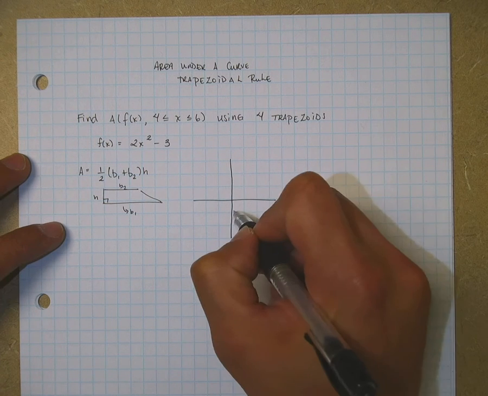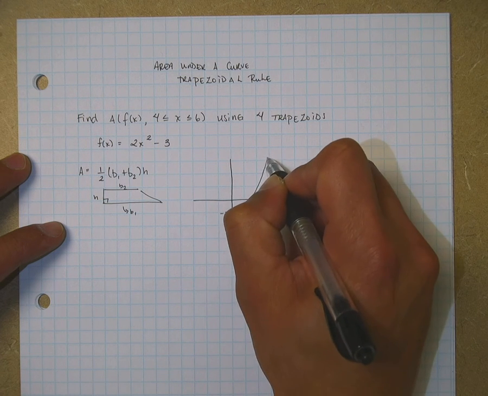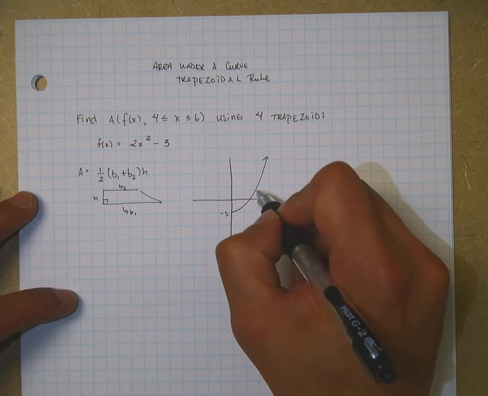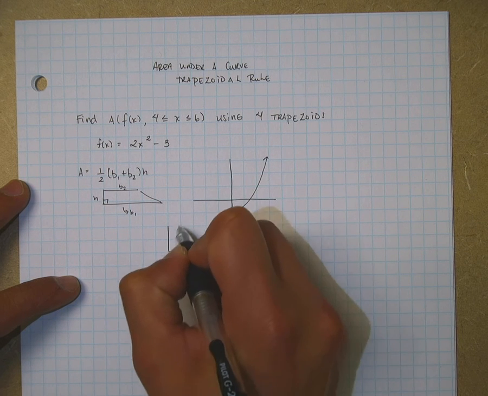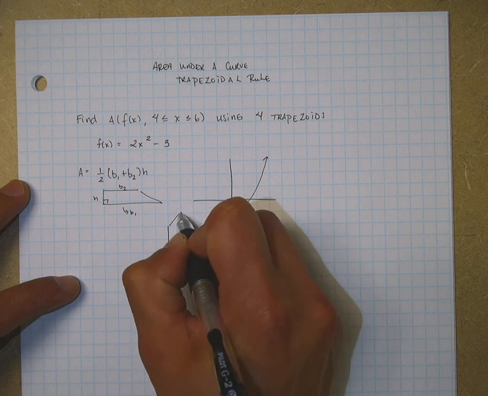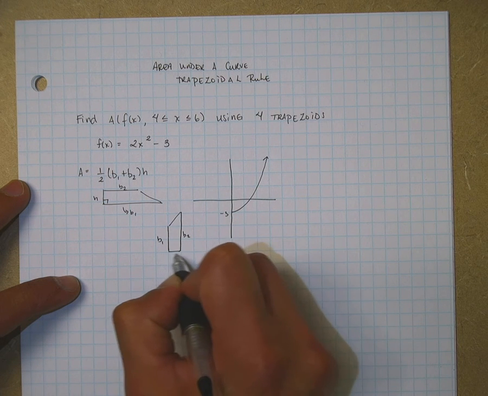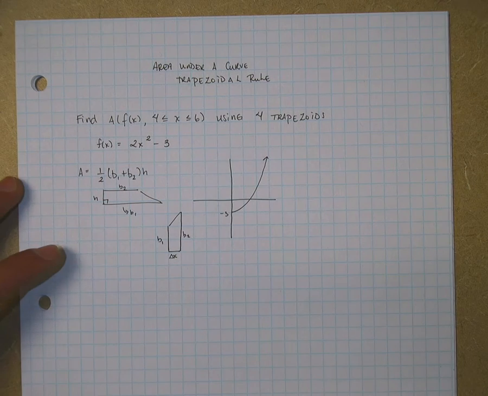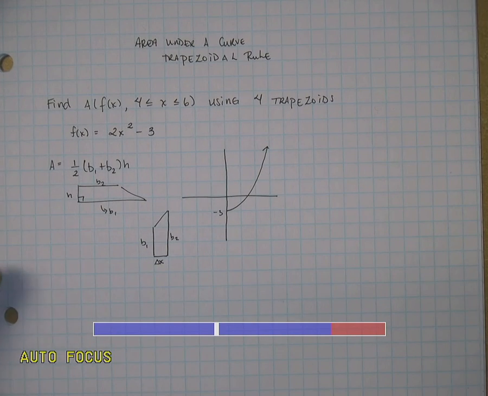So 2x squared minus 3, maybe something like this. Let's say -3 is here. It's going to be something like this, a parabola. Now, when I start doing my trapezoids, they are going to be standing up. So here's my base 1, here's my base 2, and this here is my height, which is actually going to be our delta x. As we do these, keep that in mind. I'll show you how to do these real quickly.